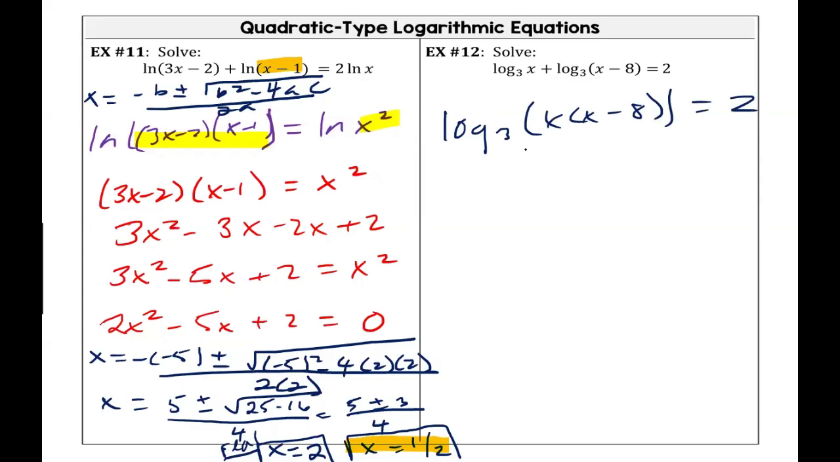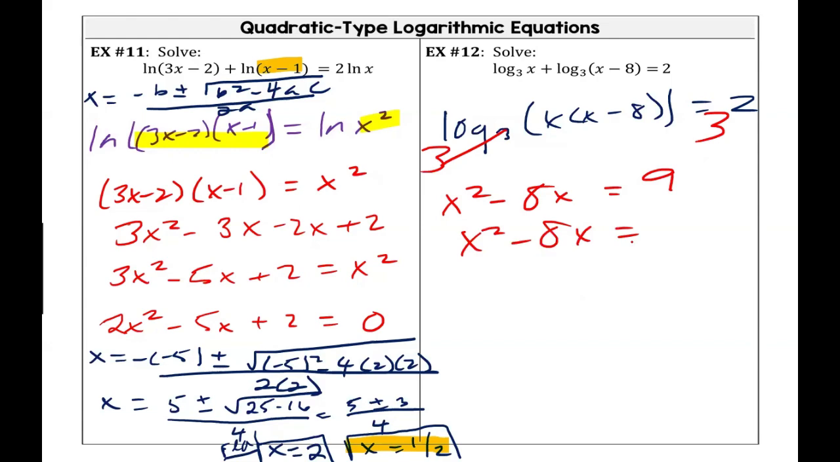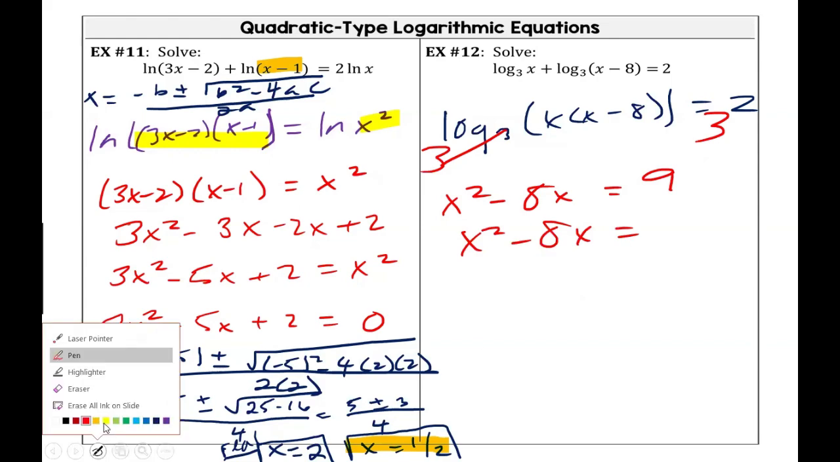Now, because there's only a log on one side, that's where I gave you the hint that you would have to use the exponential. And the exponential would be 3. We're going to raise both sides to 3. What I do to one side, I do to the other. So this cancels out. And we're left with x squared minus 8x equals 3 to the 2, which is 9. So you're left with x squared minus 8x minus 9 equals 0.